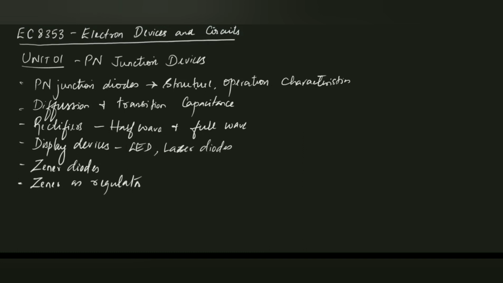In this subject, we are going to deeply study the various semiconductor devices, how the structure of the semiconductor devices appears, and their various operations and characteristics. As far as the first unit is concerned, we will be concentrating on the PN junction devices. The PN junction devices usually include the diodes.